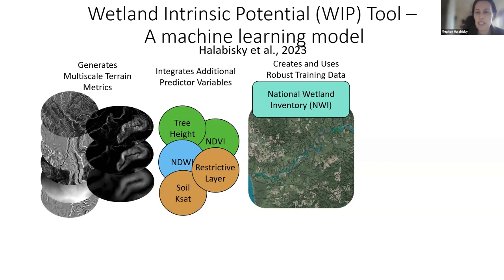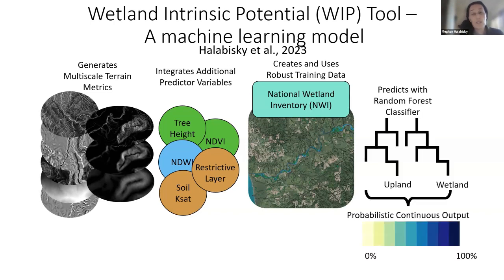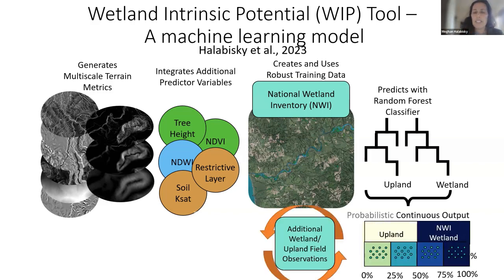We use a random forest classifier, which gives us a continuous output of probability of how likely a pixel is to be a wetland or a non-wetland or upland. In our case, we could have just kept it at that level. But what we did is an iterative approach, going back and sampling along our initial probability output, and then improving the data set with new input training data.